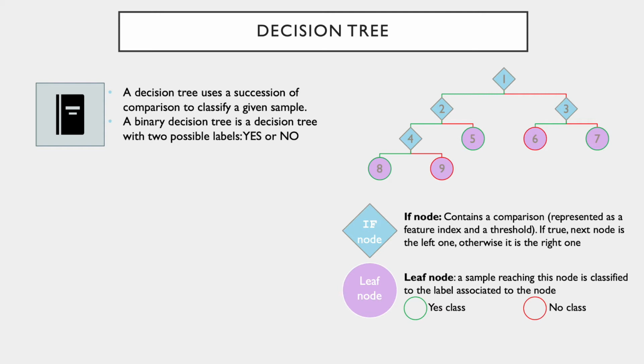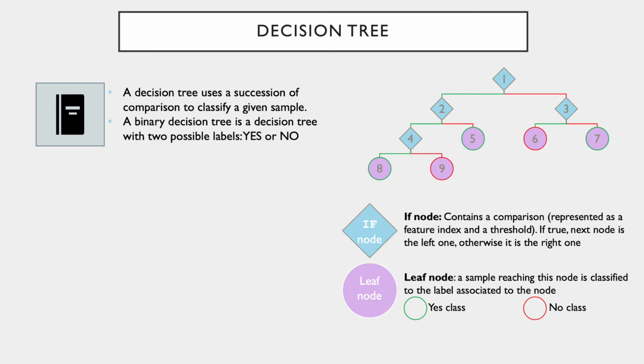A decision tree uses a succession of if nodes in order to classify a given sample. Each if node contains a comparison that is represented as a feature index and a threshold, such that for a given sample, which will be represented as a vector, the feature index will tell us which element of the sample to take, and if the comparison is true, the next node we will evaluate will be the left one, and if the comparison is false, the next node will be the right one.